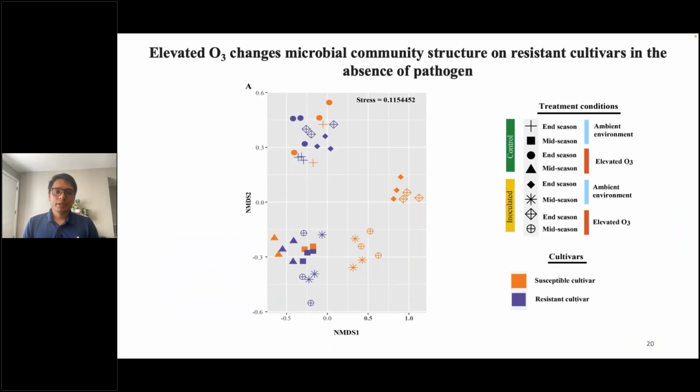Then to look at the effect of the environment on the overall microbial community structures, an increase in the ozone level did not alter the bacterial community structure on the susceptible cultivars. However, it influenced the bacterial communities on the resistant cultivars in the absence of the pathogen. So here we found that the microbial communities on the resistant and susceptible cultivars were similar in the absence of any stress, but they were affected by the time of sampling, the inoculation, and the elevated ozone has an effect on the resistant cultivars in the absence of any pathogen.